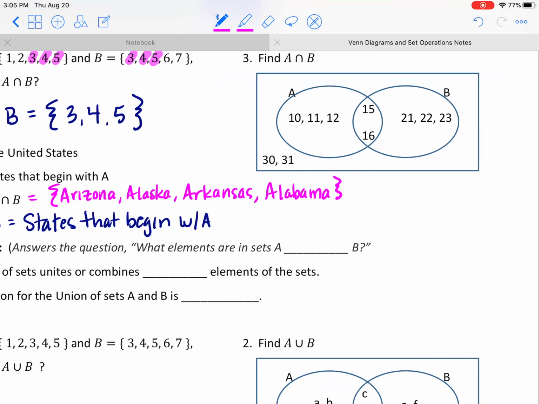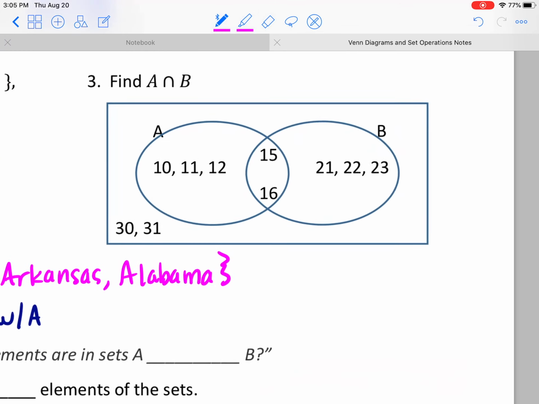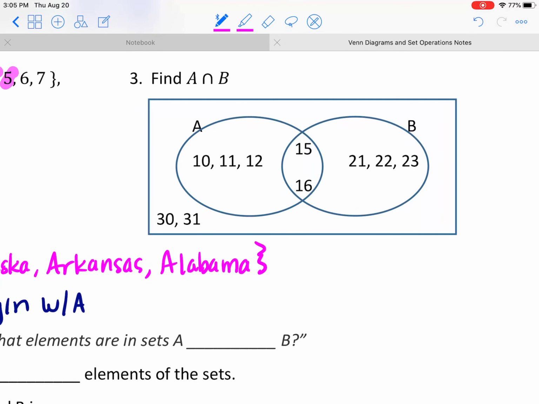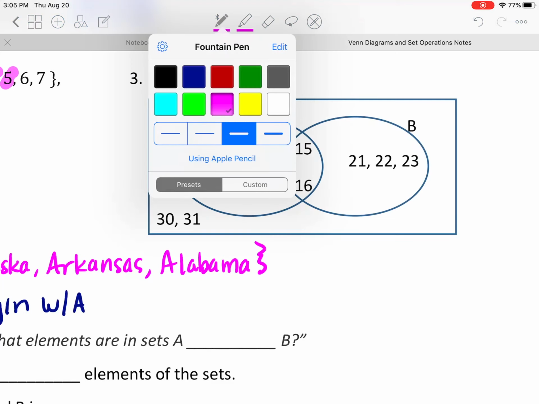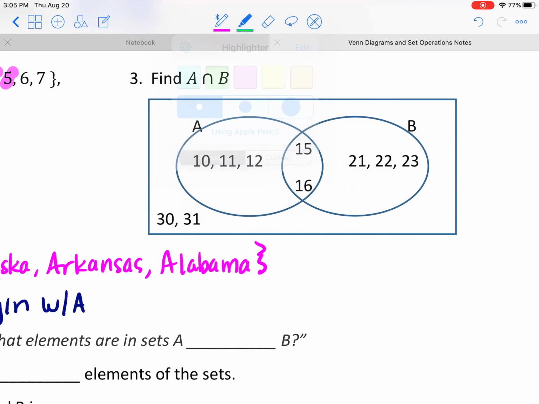All right, let's look at example 3. So example 3, we have a picture of a Venn diagram. So we want to find the intersection for A and B. That is, what elements are in A and B at the same time. So these are the elements that are in A, right? 10, 11, 12, 15, 16. And then the elements that are in B are 15, 16, 21, 22, 23.